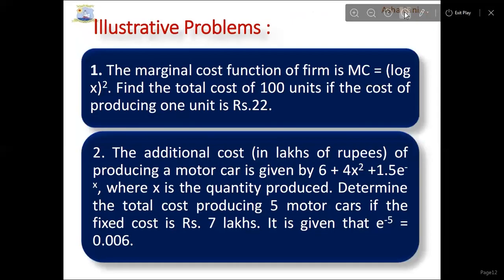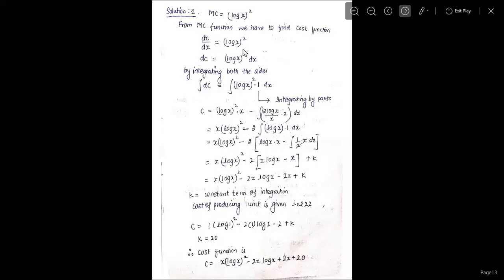Similar problem. The marginal cost function of a firm is given as (log x) whole squared. Find the total cost of 100 units if the cost of producing 1 unit is 22 rupees. And another one: the additional cost in lakh of rupees of producing a motor car is given by this cost function, where x is the quantity produced. Determine the total cost of producing 5 motor cars if the fixed cost is 7 lakh. It is given that e to the power minus 5 equals 0.06. Actually, using a scientific calculator, we can find this one. So we can solve this one.